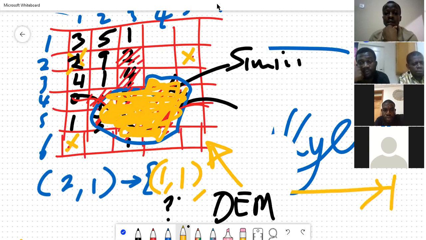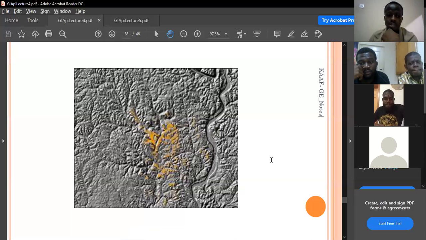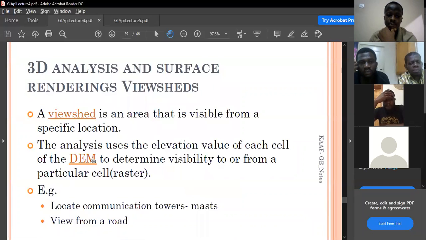Otherwise, I think that is basically it for viewshed analysis. You use a DEM, as I've just talked about. And the application goes beyond security. You can look at telecommunication towers.